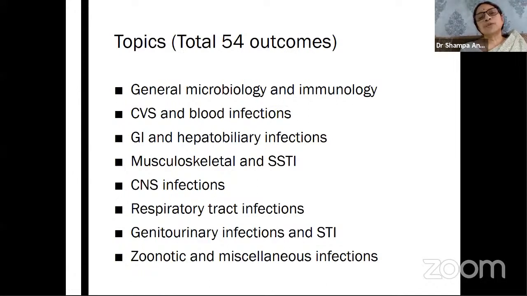The first topic has been beautifully covered by Dr. Reba, general microbiology and immunology. Following that, we have these topics: cardiovascular system and blood infections, the GI and hepatobiliary infections, musculoskeletal and skin and soft tissue infections, CNS infections, respiratory tract infections, genitourinary infections and sexually transmitted infections, zoonotic and miscellaneous infections. So I'll be covering one of these infections just to show how we'll go about teaching these topics.